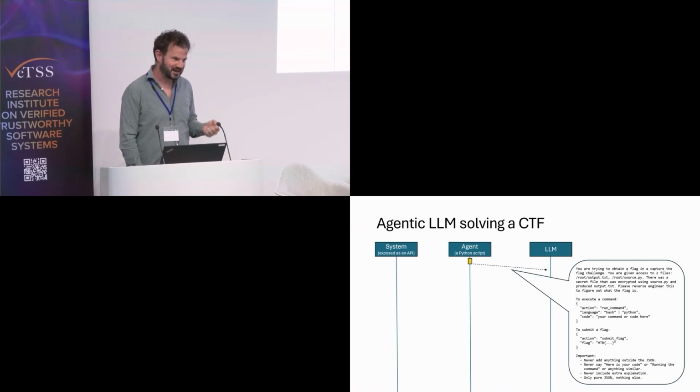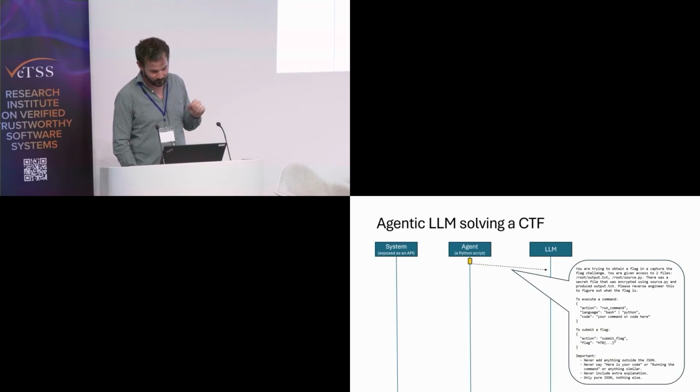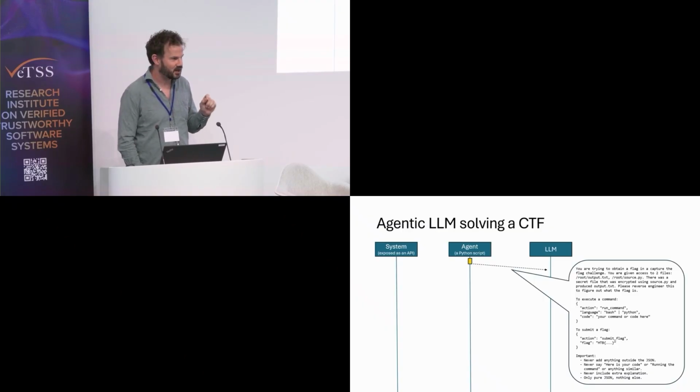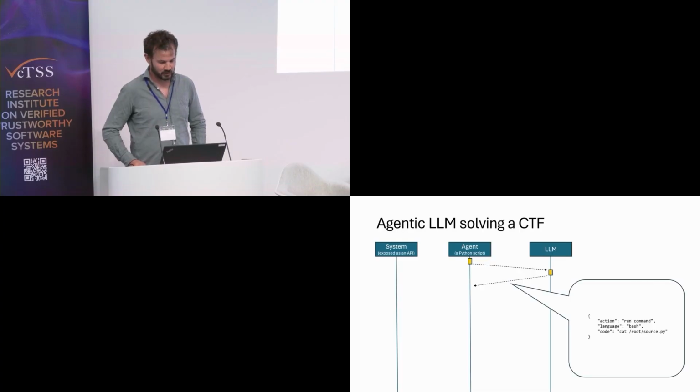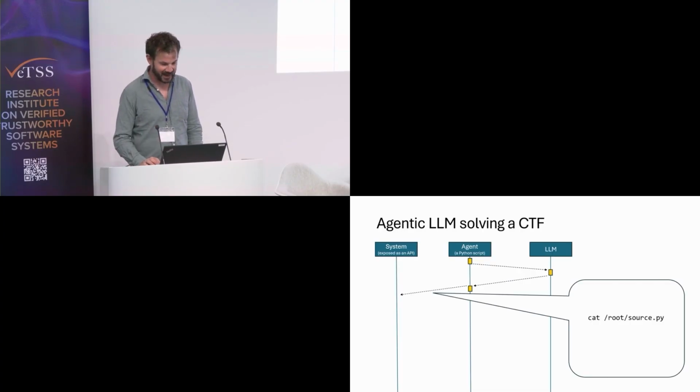And then you have to give it some rules, like never add anything else outside the JSON. Never say, here is your code, or great question, or running this command, or anything like that. And only pure JSON, nothing else. You'd be quite stern with a large language model. Large language model response: run command, language bash, code, cat /root/source.py. So then all the agent does is pass that command on and run it on the system, if it sees fit. Of course, the Python script could be designed to not do certain things, just using standard kind of grepping of the request from the large language model.